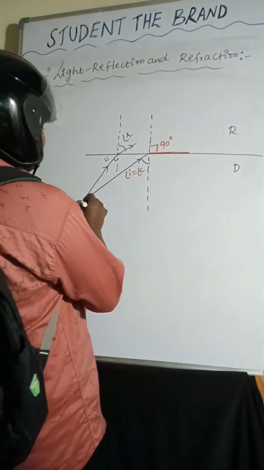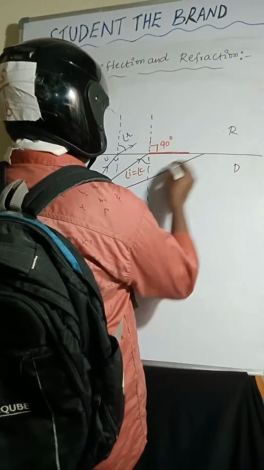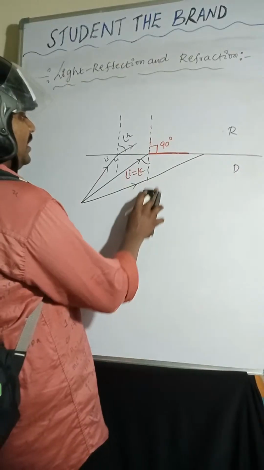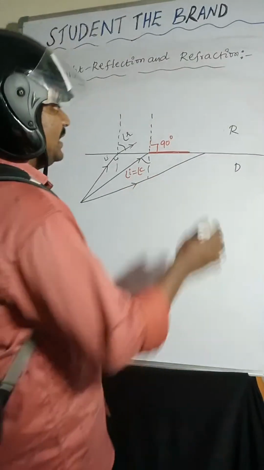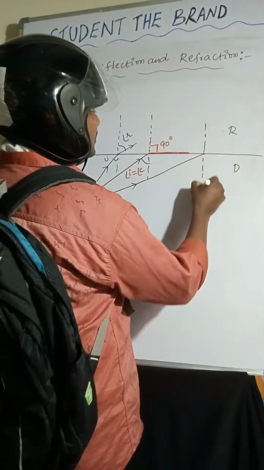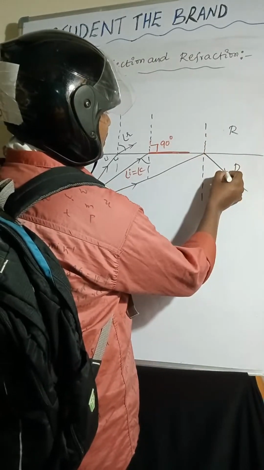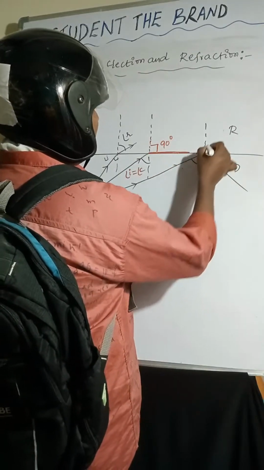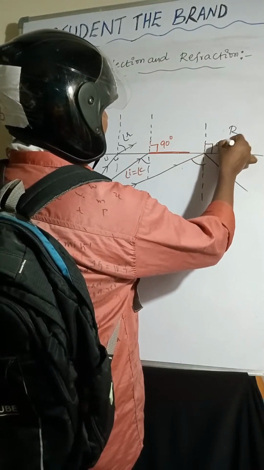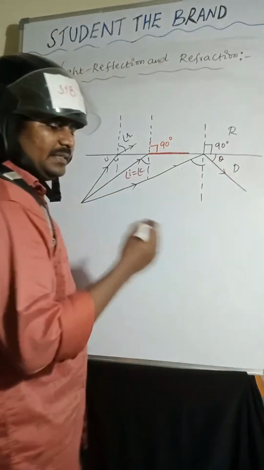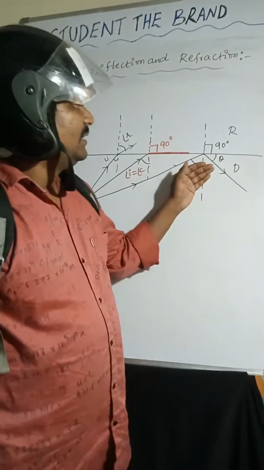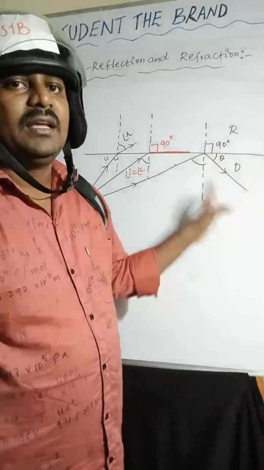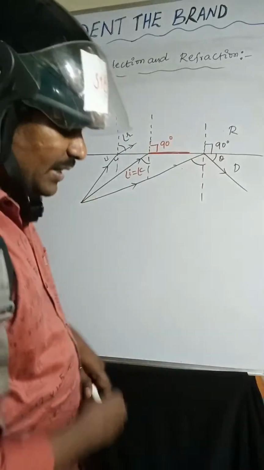Next one, again, if the light ray is passing from denser to rarer, you can observe at a certain angle of incidence, the refracted ray reflects into the same medium. It makes more than 90 degrees, or more than the critical angle. So more than the critical angle, this light ray will reflect into the same medium. This is called total internal reflection.